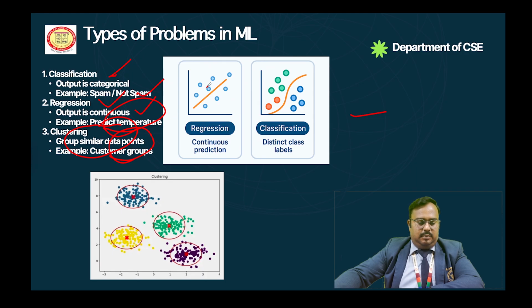So in this diagram we will discuss regression and classification. Here there are various data points. That straight line is the regression one, and that non-straight line is the classification here. So it is the continuous prediction, and it is the distinct class label.